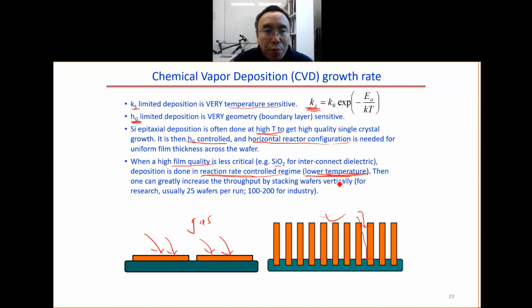This is the main difference. This one is the APCVD, and this one is the low pressure CVD. We will see this later on.